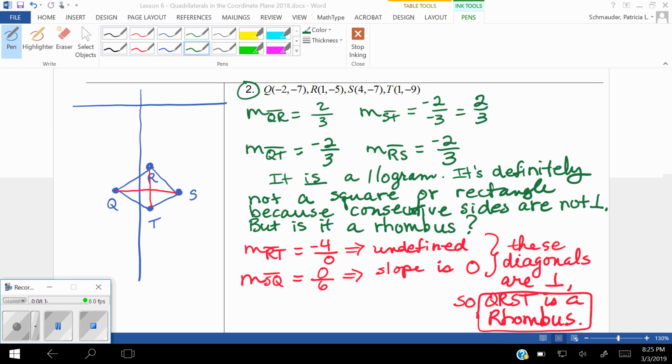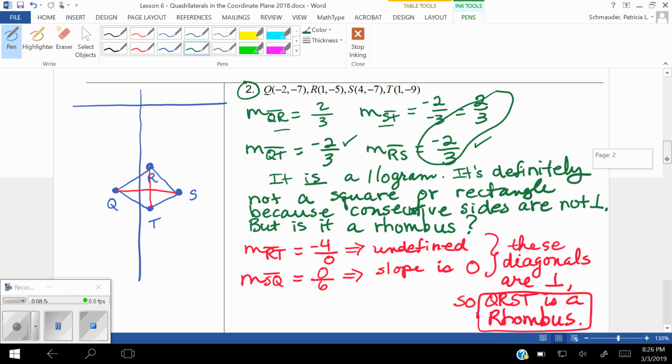All right, here we go. On this problem, after I found the slope of QR and the slope of ST, those are opposite sides and they got the same slope. The other pair of opposite sides have the same slope, so I know it's a parallelogram. Now I need to find if it's anything more specific than a parallelogram. I know it's not a square or a rectangle because the consecutive sides are not perpendicular. If they were, these slopes would be negative reciprocals, right? So it's not a square, it's not a rectangle. It might be a rhombus though.